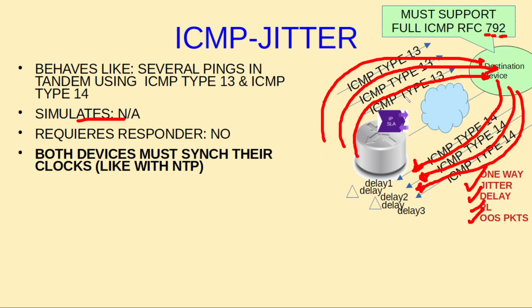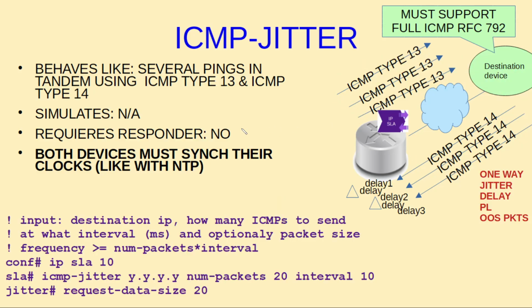We need to send several probes in tandem because we need to calculate several delays. We need several delays because we need to calculate the variance in delay in order to calculate the jitter. We don't need a responder, and in order for this to work, we need to have network time synchronization between these two devices, for instance using NTP, and the command will be this. We need to provide the IP destination address, and optionally how many packets are we going to send in tandem, at what interval, and what will be their data size.